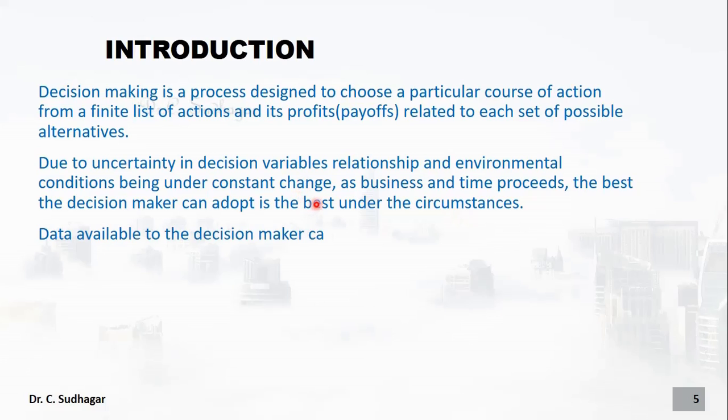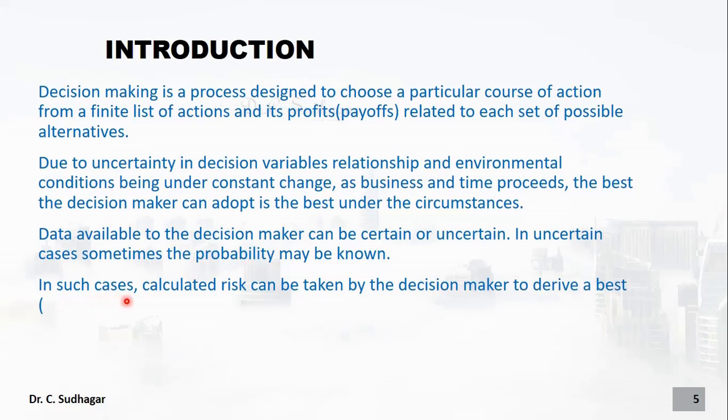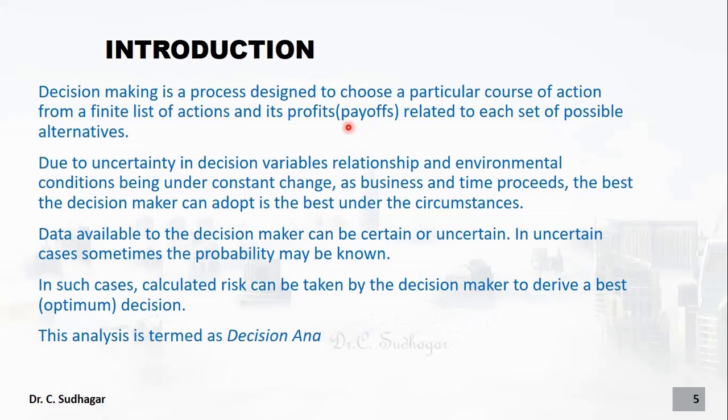Data available to the decision maker can be certain or uncertain. In uncertain cases, sometimes the probability may be known to them. So these are the various scenarios a decision maker can face. If the probabilities are known, in such cases, calculated risk can be taken by the decision maker to derive the best decision. The best decision, we call it the optimum decision. So this whole analysis is called decision analysis for us.